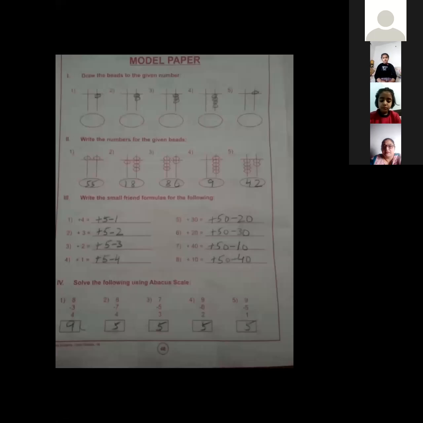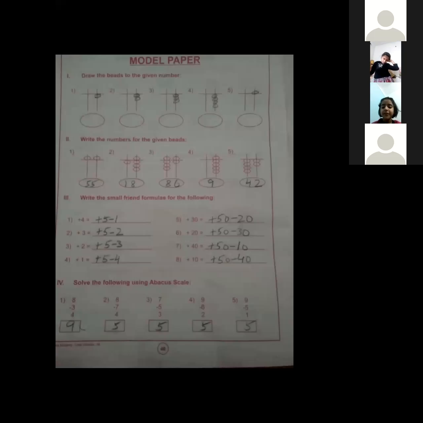So this was all we did today, and one more is there. This is again your model paper. You can get the idea what type of questions are there. This also I'll be sending you. You can see formulas are there, solve the following sums on the abacus scale. This one more you can see: match the formulas, the correct one.